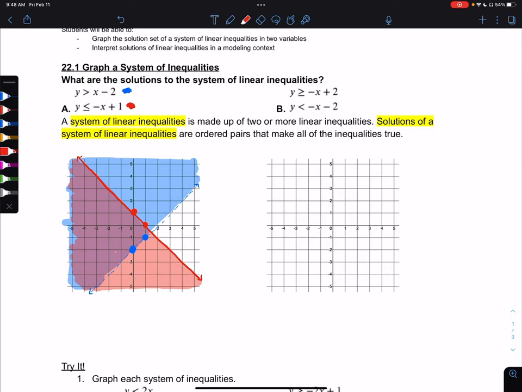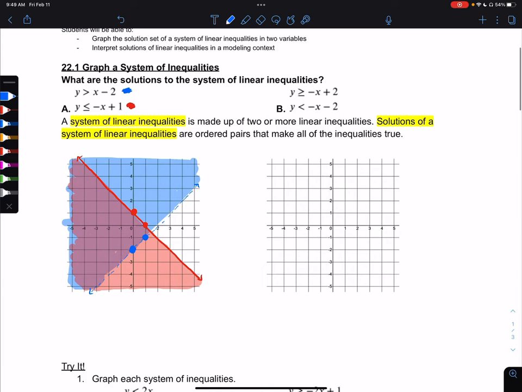Okay, so we have this. Now, as for your actual solution, everything that's shaded blue is the solution to the first inequality. Everything shaded red is the solution to the second inequality. Since we're looking at a system of inequalities, we're looking at where they overlap. So our actual solution is this region here, where both the blue inequality and the red inequality are true statements. All those points satisfy both inequalities.